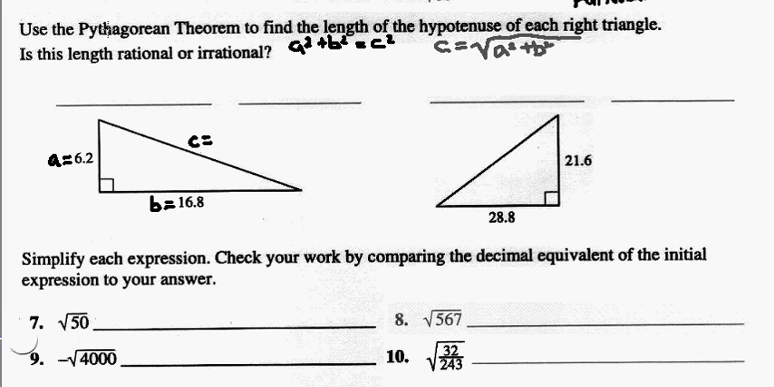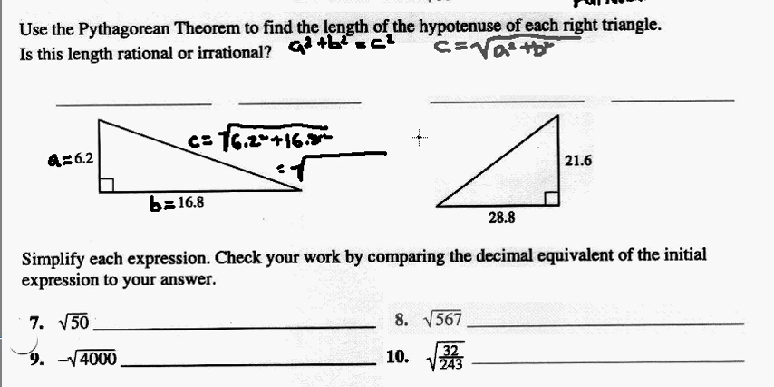All right. For 5 and 6, we need to find the length of C and then determine whether it's rational or not. So, looking at this formula, C is equal to the square root of a squared plus b squared. So this is simply going to be C is equal to the square root of 6.2 squared plus 16.8 squared, which is going to be equal.